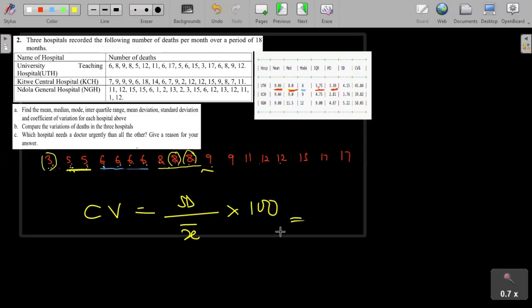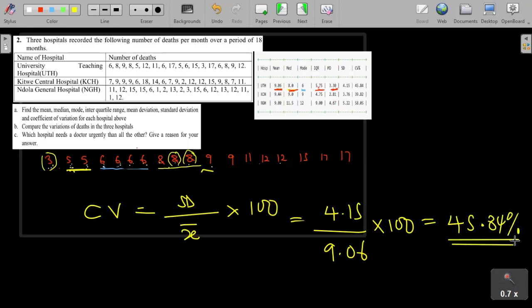So we want to find this coefficient of variation in terms of a percent. The standard deviation was 4.15 divided by the mean, which was 9.06, and then I multiply this by 100. What I find is approximately 45.84%. So that is my coefficient of variation. So I've actually found whatever we wanted here: the mean, the median, the mode, the interquartile range, the mean deviation, the standard deviation, and the coefficient of variation. I've shown you how to go about those.